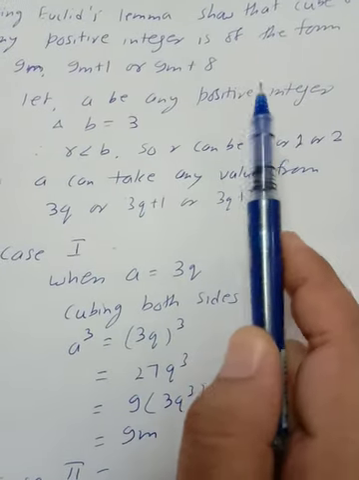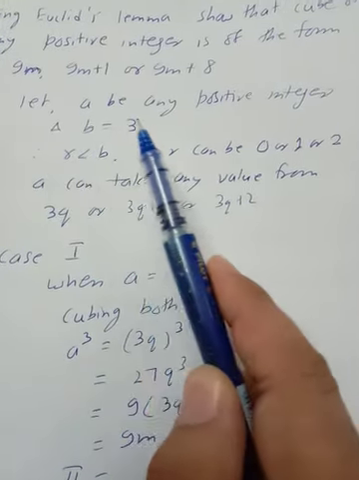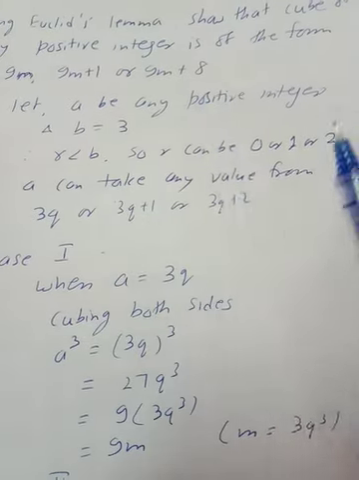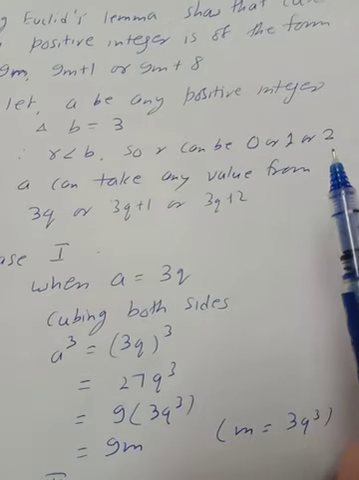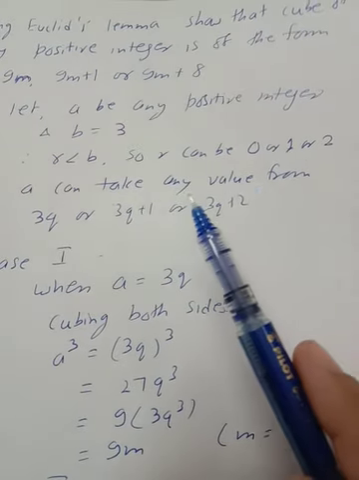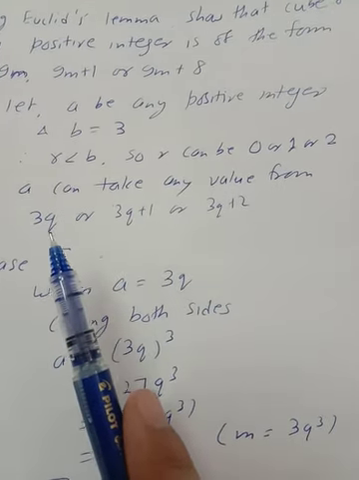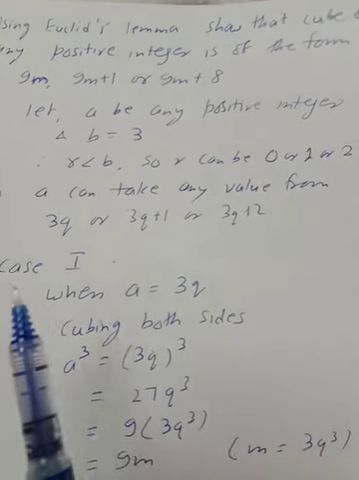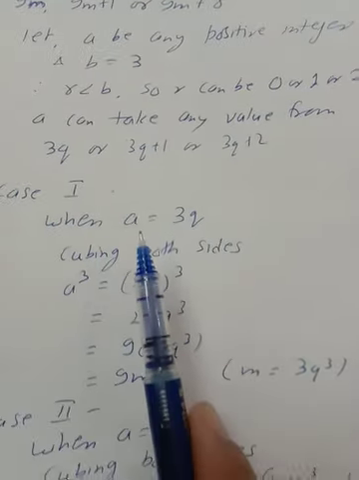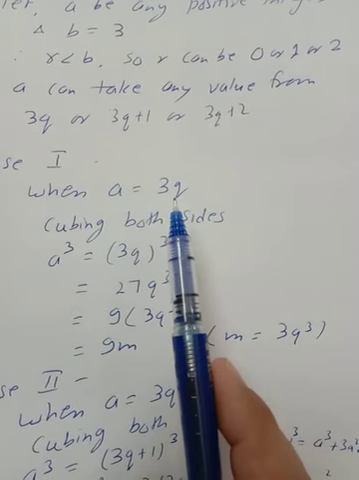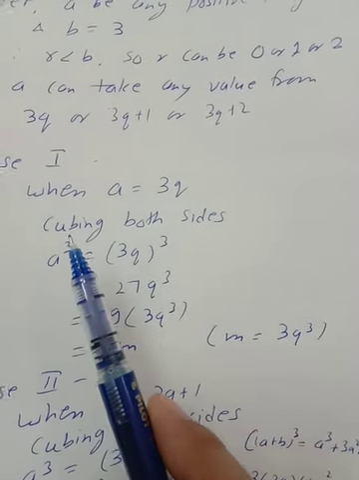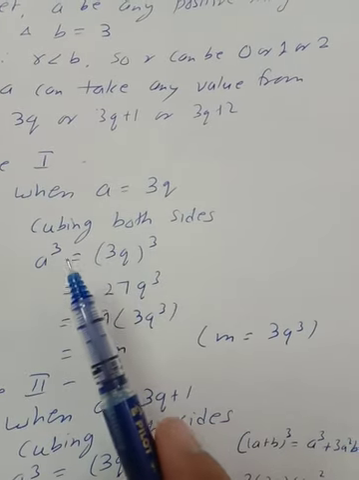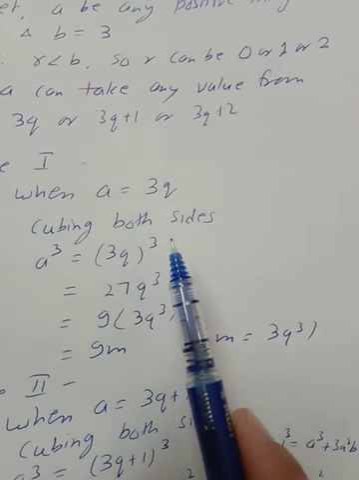Let a be any positive integer and b equals 3. So remainder is always less than b. Same way, remainders are 0, 1 and 2. Then a can take any value from 3q, 3q plus 1 or 3q plus 2. First case, when a equals 3q. Now the cube we have to prove, so we'll do cubing both sides. So a cube equals (3q) whole cube.